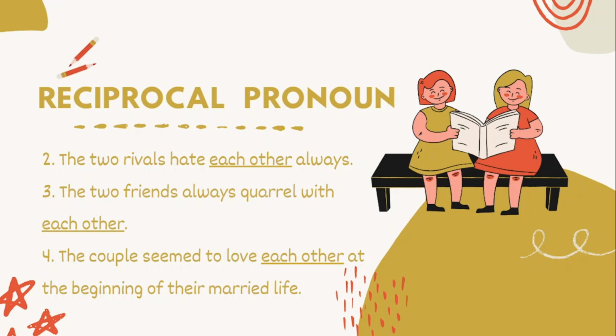The first one seemed to love the second one at the beginning of their married life, and the second one seemed to love the first one at the beginning of their married life. Such a kind of mutual relationship is shown with the word each other. That's why each other is called a reciprocal pronoun. Here, why is each other used in this context? In this context, only two persons are there, that is the couple. Observe it.